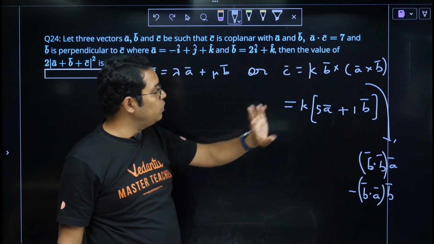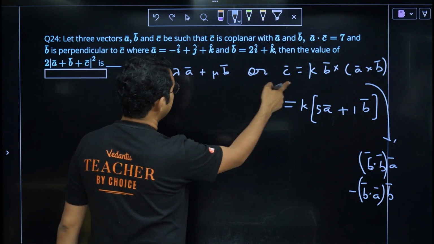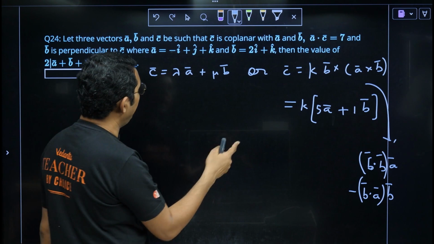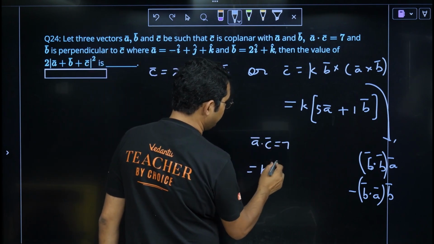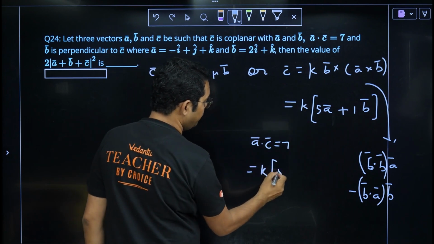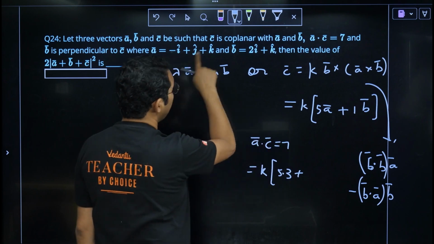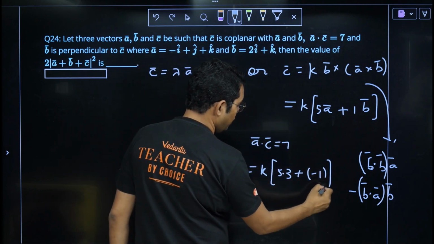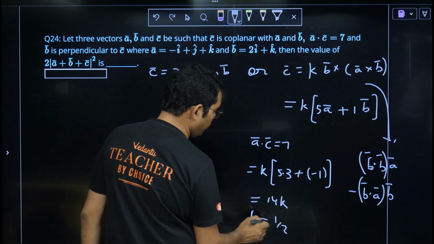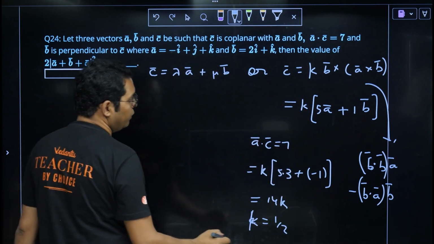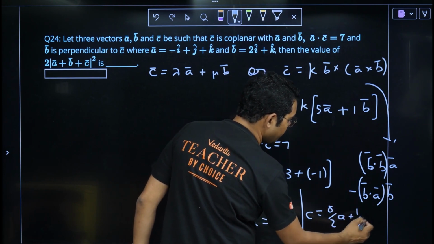Now A dot C is equal to 7. So we will take the dot product of this C with A, and we will write this is equal to 7. So A dot C, which is equal to 7 here, will be equal to K times 5 A square, that is I think 3, plus A dot B, which we have already found to be minus 1. We get this to be 14K. So from there we get K to be equal to half. If you put K equal to half there, you will get C to be 5 by 2 A plus 1 by 2 B.